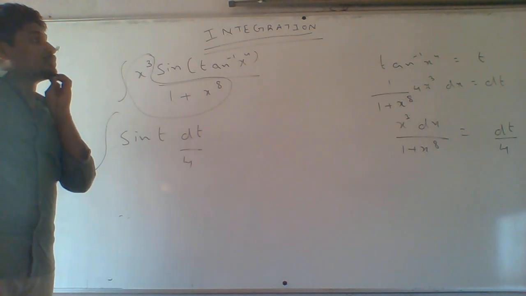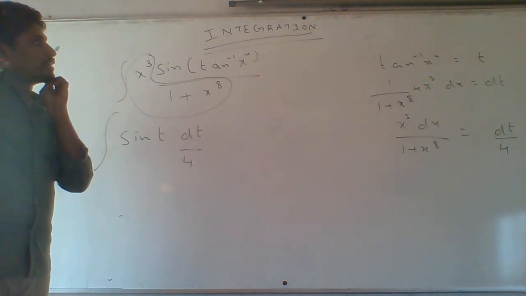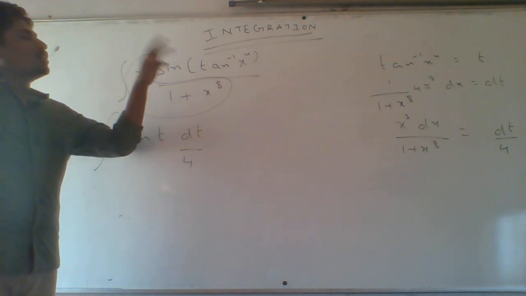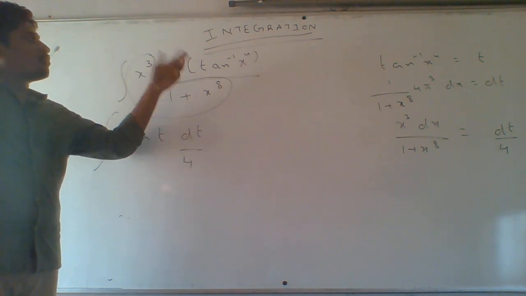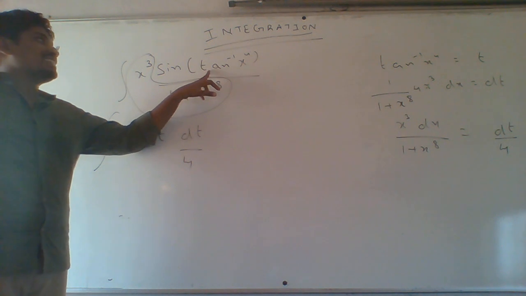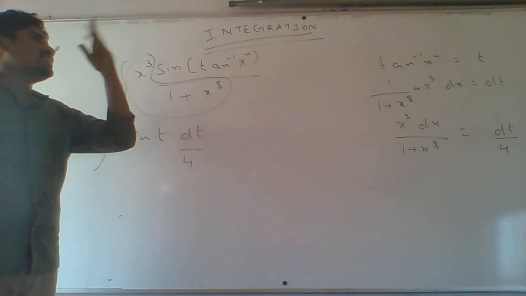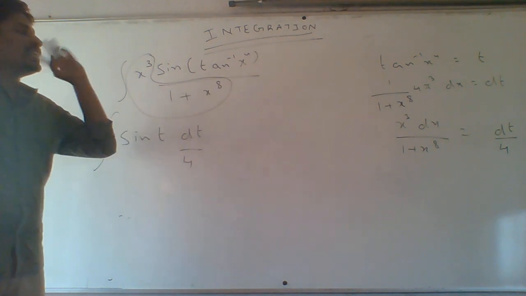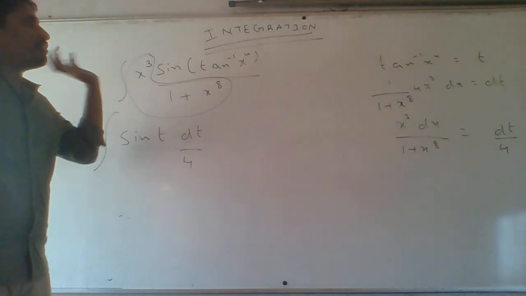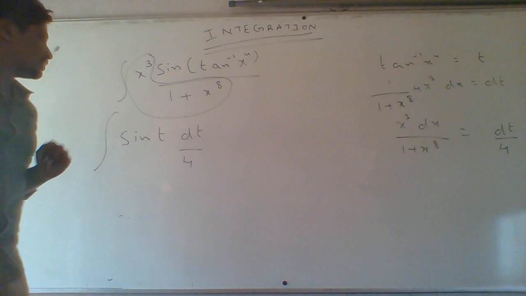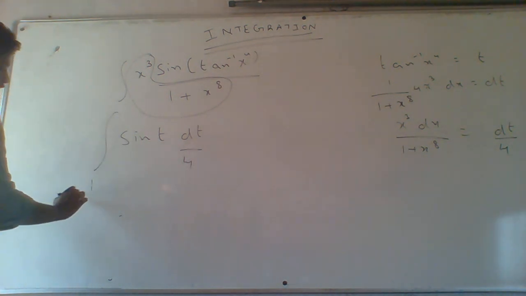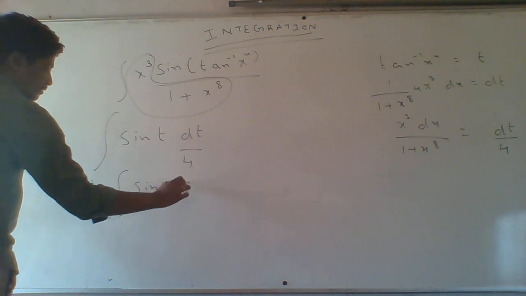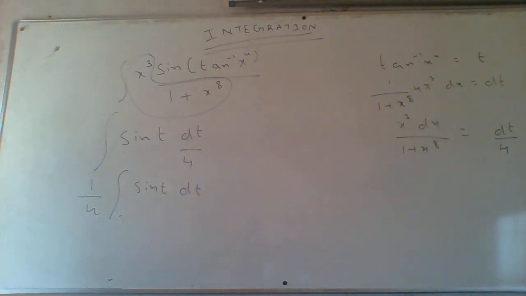Which thing do we have to substitute? Here, assume you know the formulas of derivatives. Imagine yourself in your mind: if you think of this as t, what is the derivative of this particular thing? 1 by 1 plus x square. Like that you memorize in your mind, and after that you think. Next, send 4 outside: sin t dt.